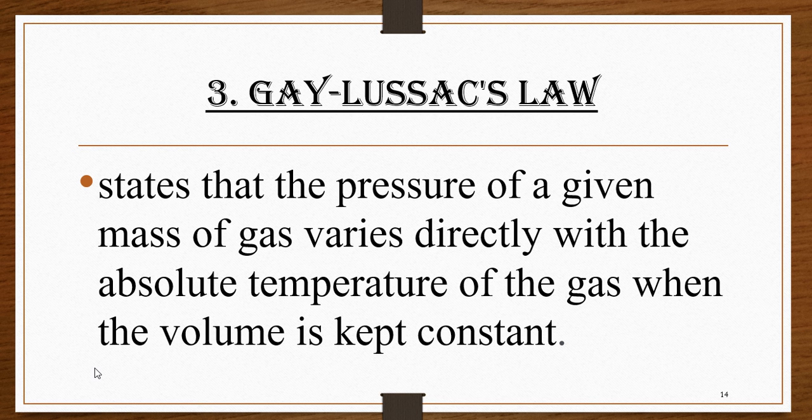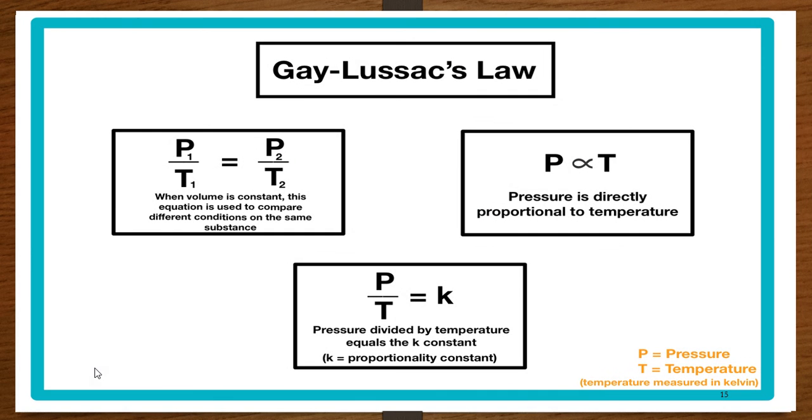And we have this visible representation of what Gay-Lussac's law is all about. It can be written as P1 over T1, this one represents a particular gas, is equal to P2 over T2, this one is for another gas. And we are saying when the volume is constant, this equation is used to compare different conditions on the same substance.